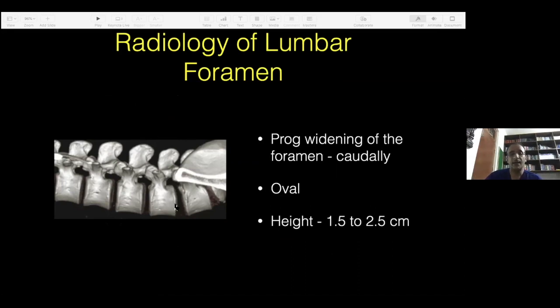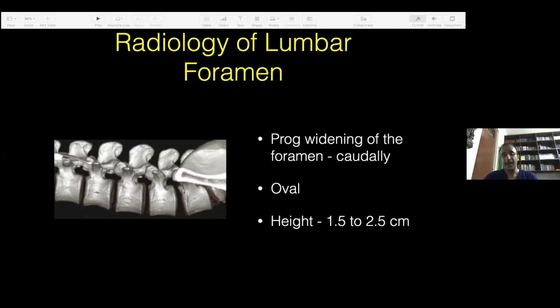L45, L34, this is where the whole art is all about. This is the focus area. Now let's see about the foramen. I'll keep on talking about the foramen for the next 5 or 10 minutes. So the foramen, as you can see, is an oval structure, and the height of the foramen is about 1.5 to 2.5 centimeters.